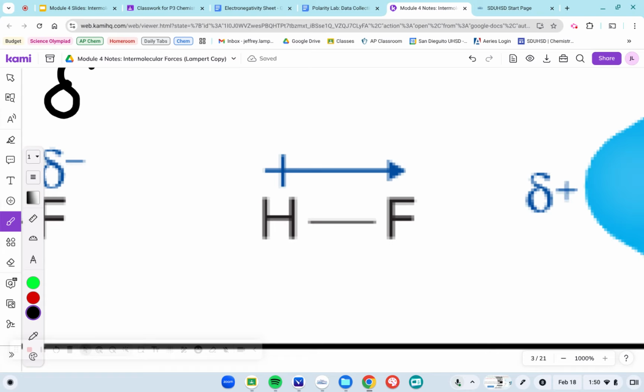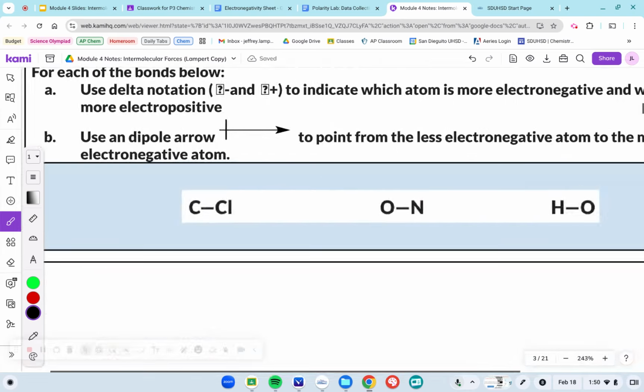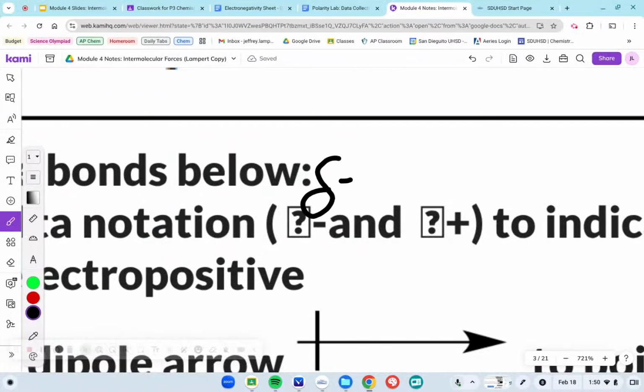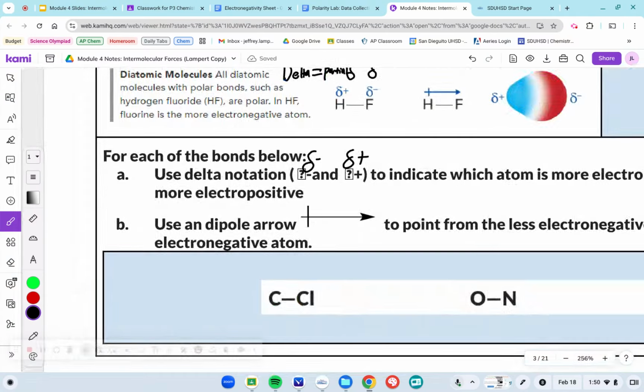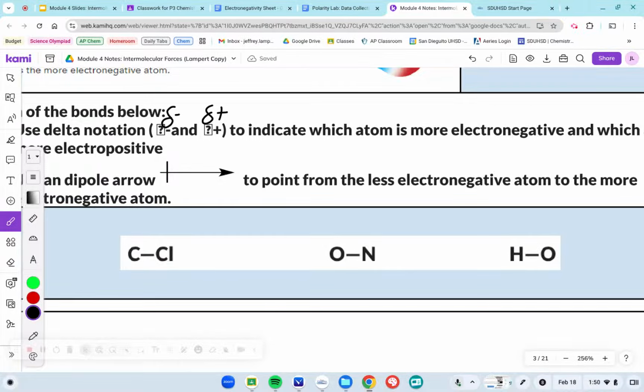Okay? All right, so now let's practice with these symbols for a second. So for each of the molecules down here, I want you to draw on a partial negative and partial positive. So you're drawing your delta minus, delta plus, and then you're also going to draw the arrow that shows where the electrons are moving. You're going to do this for CCl, ON, and HO. Okay? Go ahead and try this out. See if you can do it.